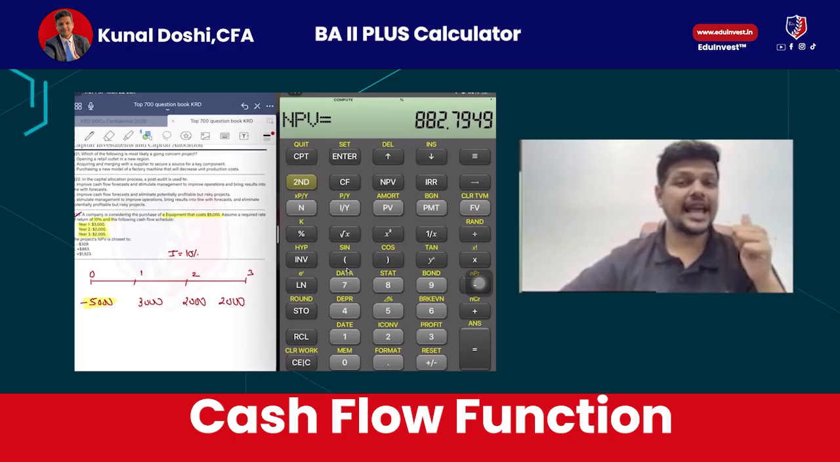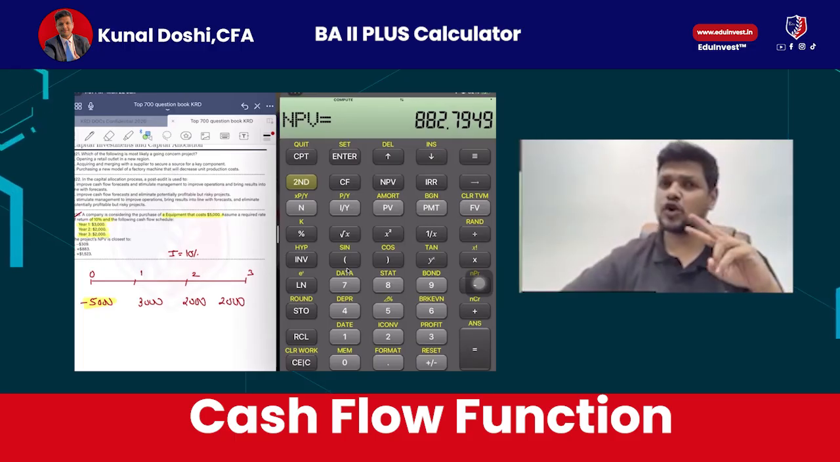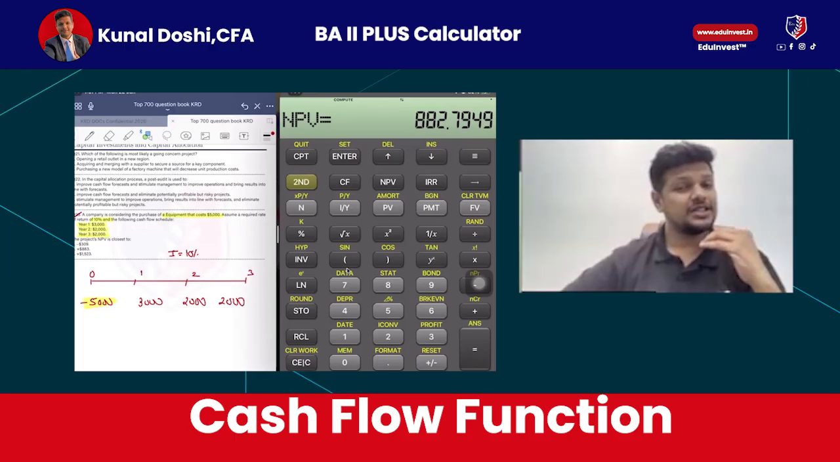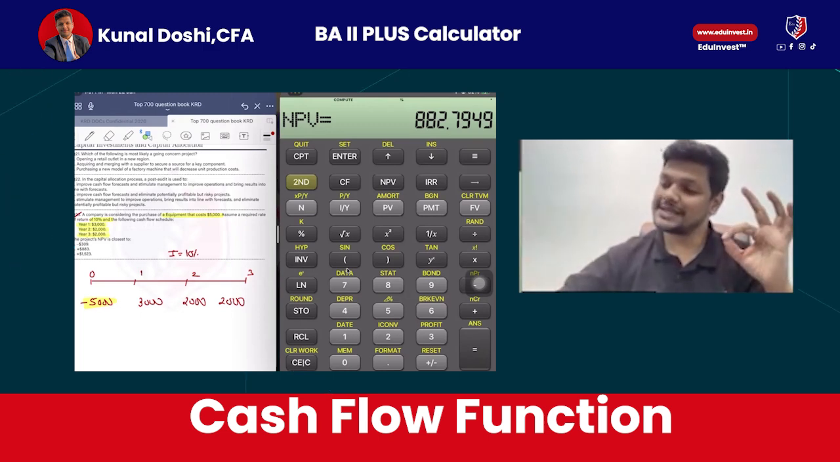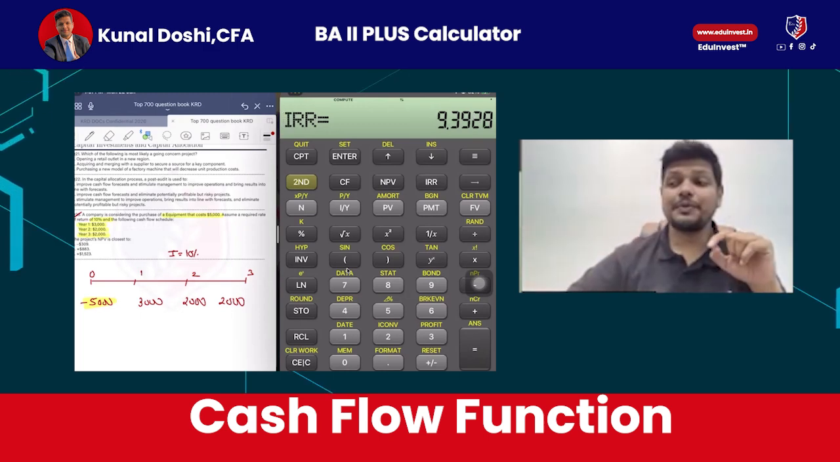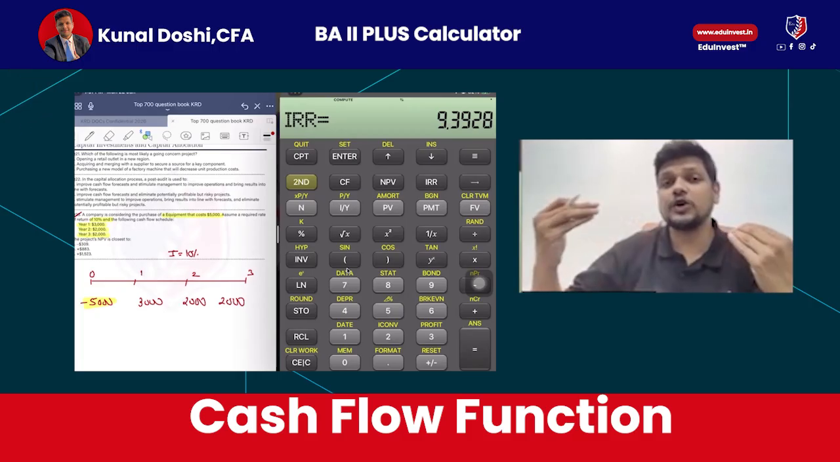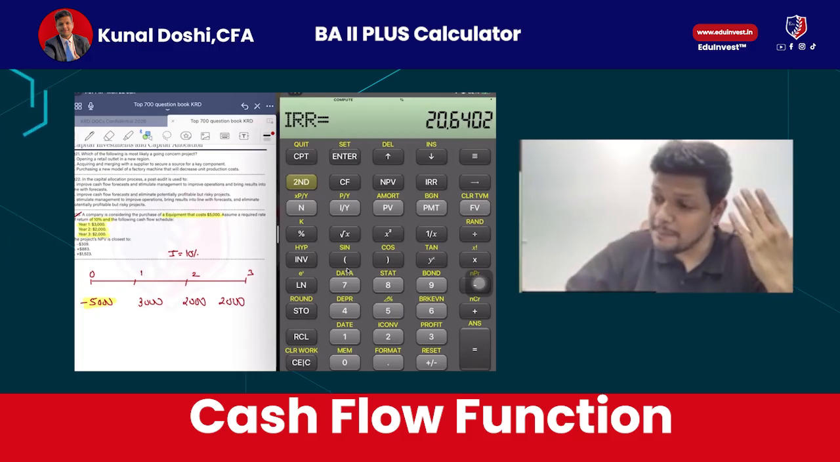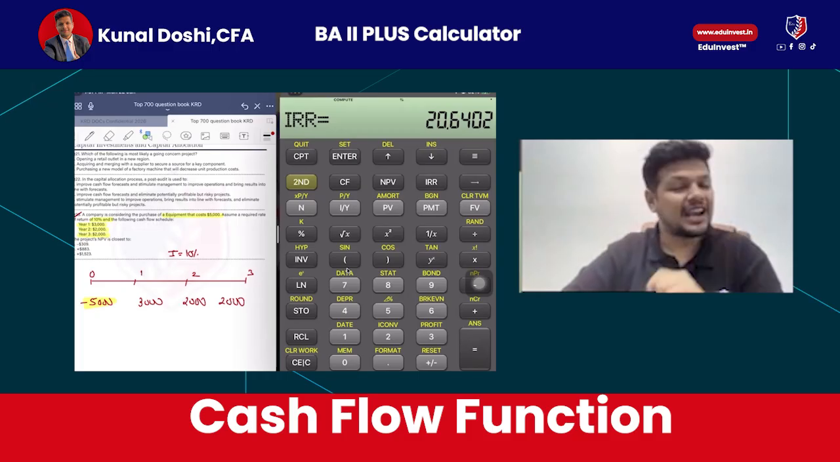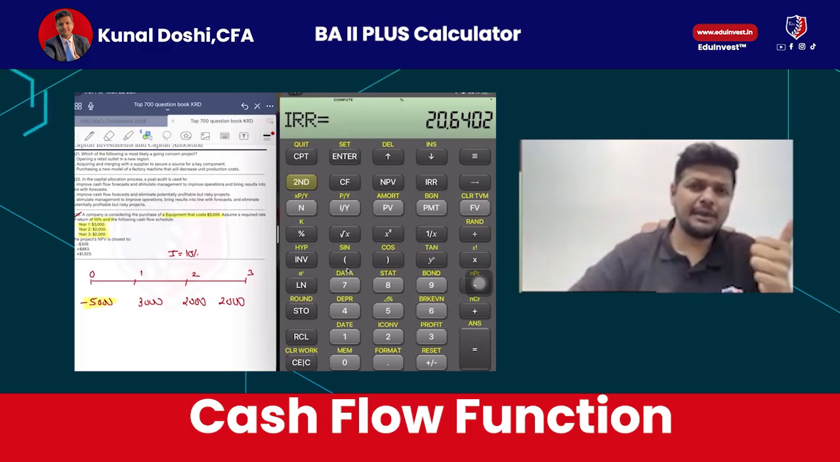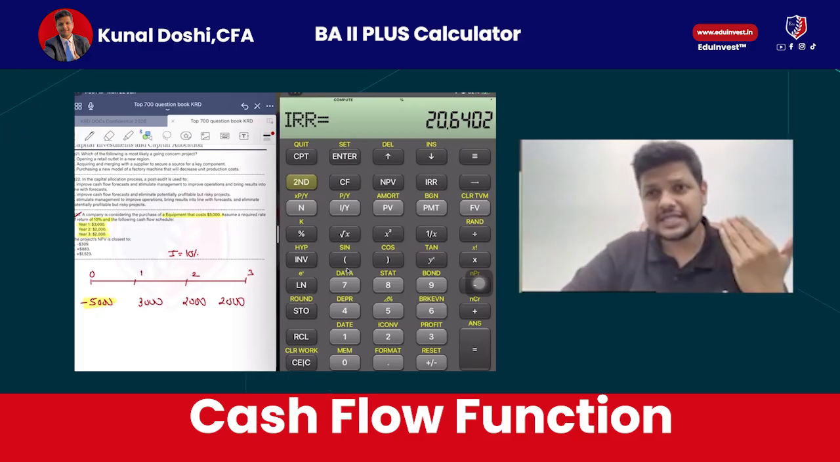This is how you use the cash flow function, whether it is similar cash flow or multiple cash flows. Now, just one step and you get the IRR also. All you have to do is press IRR, and don't forget to press compute because you need to instruct the calculator to do the calculation. Once you press compute, it will show you 20.64. So that's your IRR. So in the exam, if they ask you NPV or IRR, the process is the same.